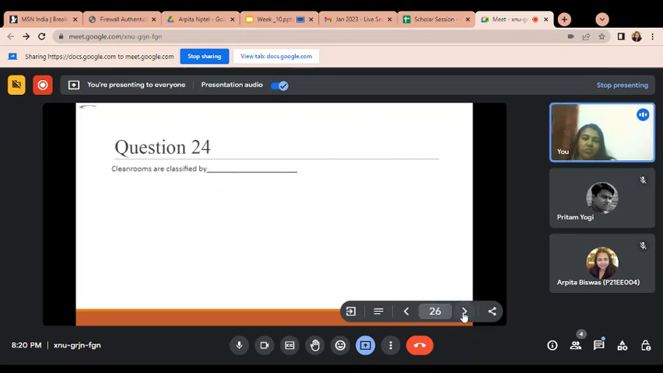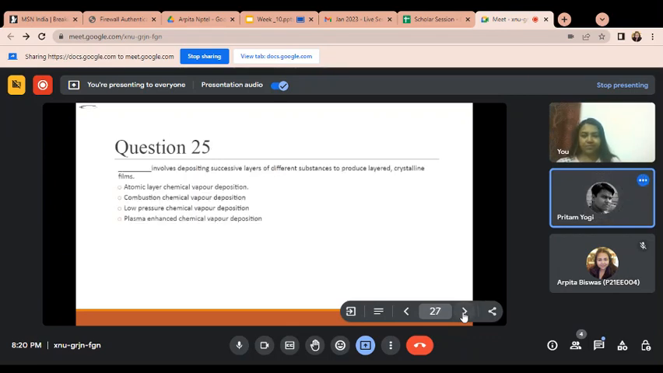And the clean rooms are classified by, I think in previous session also we have discussed about it. So what is it? Number of particles per space. Yes. And the next question is, dash involves depositing successive layers of different substrate to produce layered crystalline film.